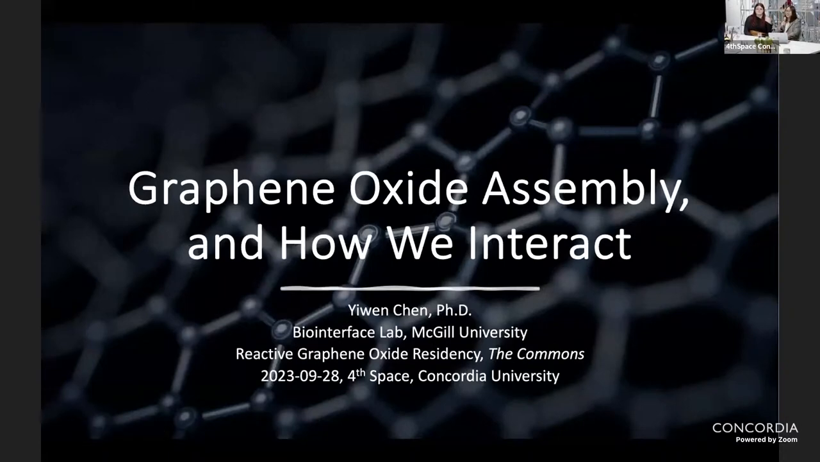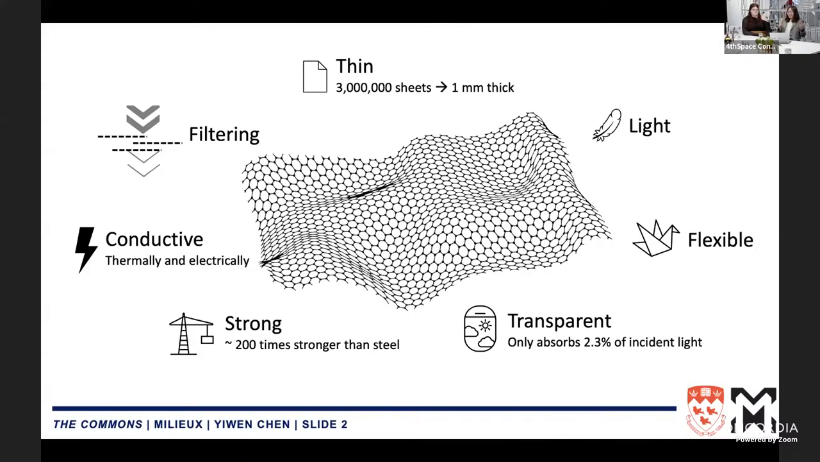Good morning, everyone. I'm Yiwen Chen, a postdoc researcher from McGill University. Today I'm happy to share some experience on graphene oxide assembly and how we interact with this material. Since I'm today's first presenter for this topic, I would like to introduce a little bit more about graphite. Graphene is a single layer of carbon extracted from graphite. It has so many interesting features: thin, light, transparent, strong, conductive, and it can be used as a filter. More interestingly, it can interact with many different kinds of inorganic or organic matters. So it's never a boring or inert material.